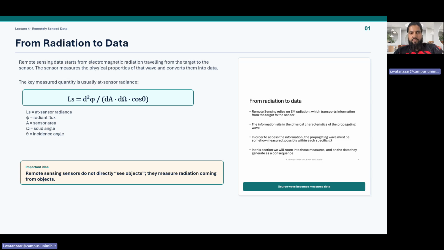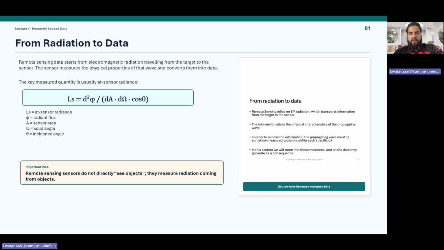Remote sensing data starts from the electromagnetic radiation traveling from the target to the sensor. The sensor measures the physical properties of that wave and converts them into data. We already discussed that the electromagnetic source is the sun, and the sun uses the atmosphere as an information carrier to hit the land surface or the object on the earth. When the signal is bounced back to the satellites, we capture the signal. This is the overall idea, the propagation chain from radiation to data and how it works.